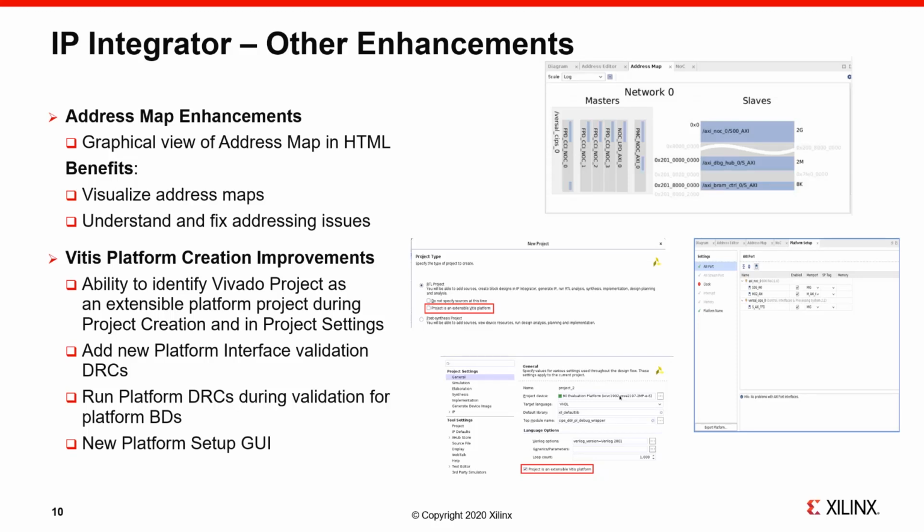Addressing in IPI can be complex, nuanced, and difficult to understand. As a part of a broader effort to make addressing more easily understandable, IPI now contains the visual representation of the design address map. If you have several addressing networks in the design, there will be the same number of address maps.